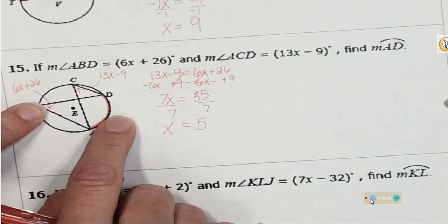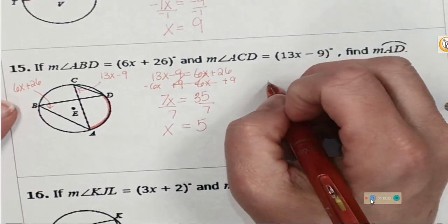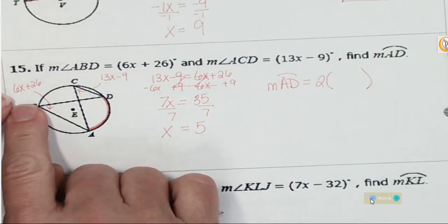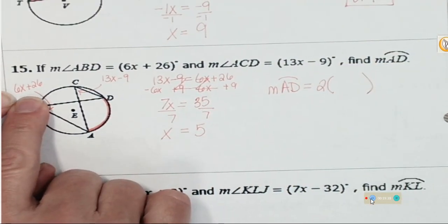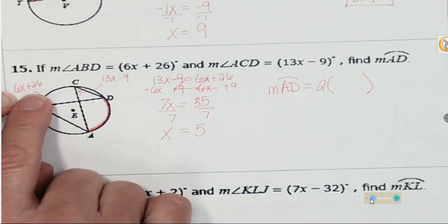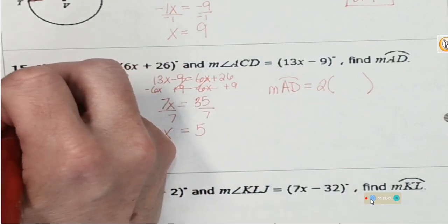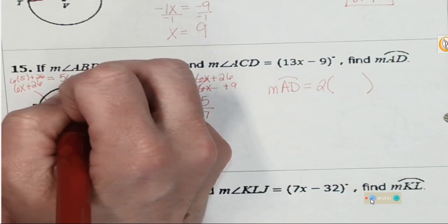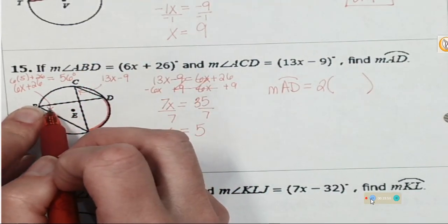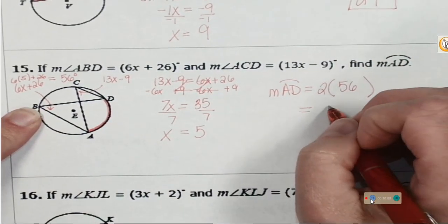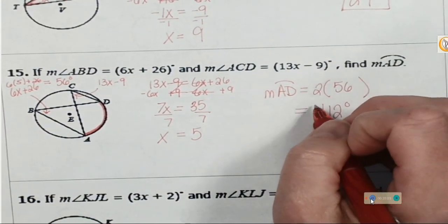The angle equals how much? Half the arc. Well, if I need to go from the angle to the arc, I'm going to times by 2. So to find the measure of arc AD, I'm going to do 2 times that angle. What's that angle? It's 112. Why? How did you get this? Because you did 6 times 5 plus 26. And what does that equal? 56. Alright, so my angle is 56. The arc is 2 times that angle. So 2 times 56 gives us a total of 112 degrees for that arc.